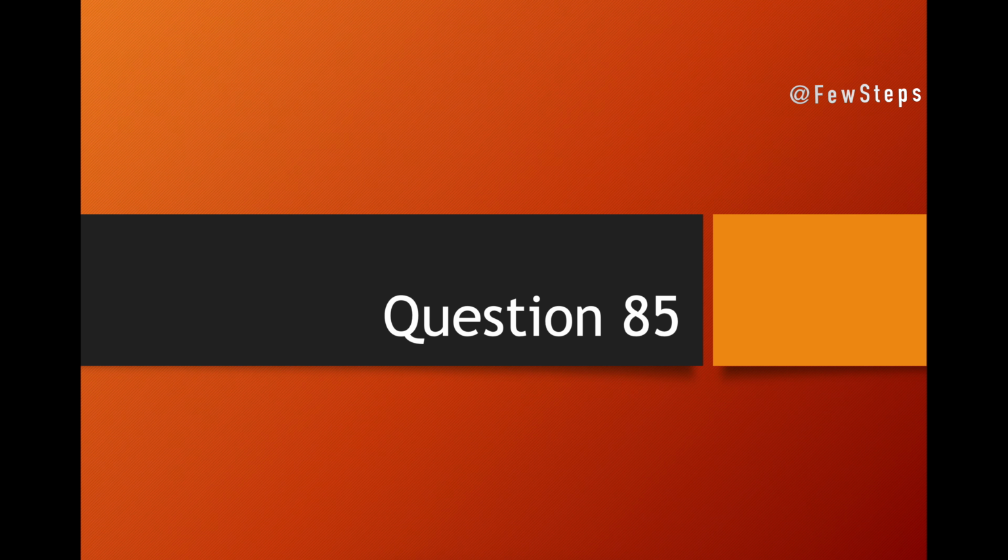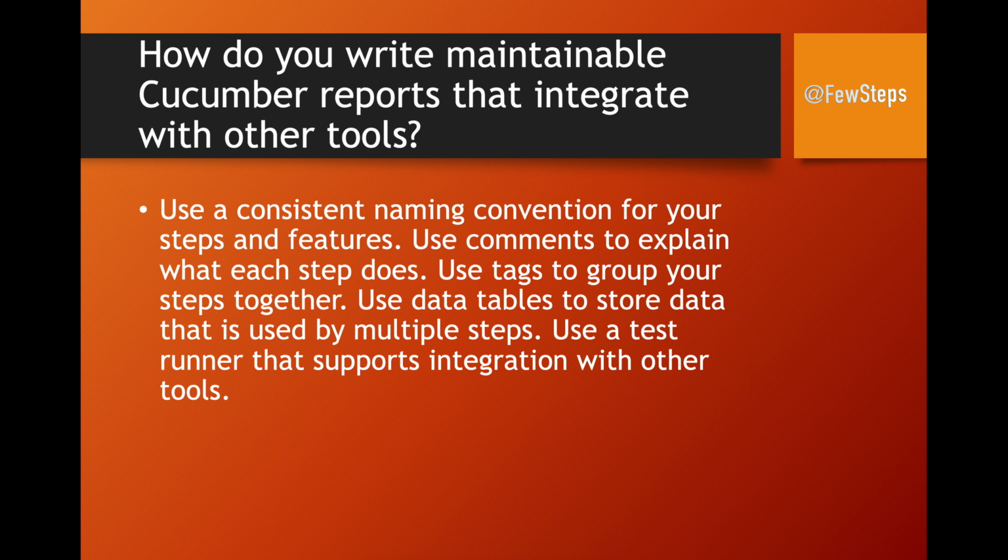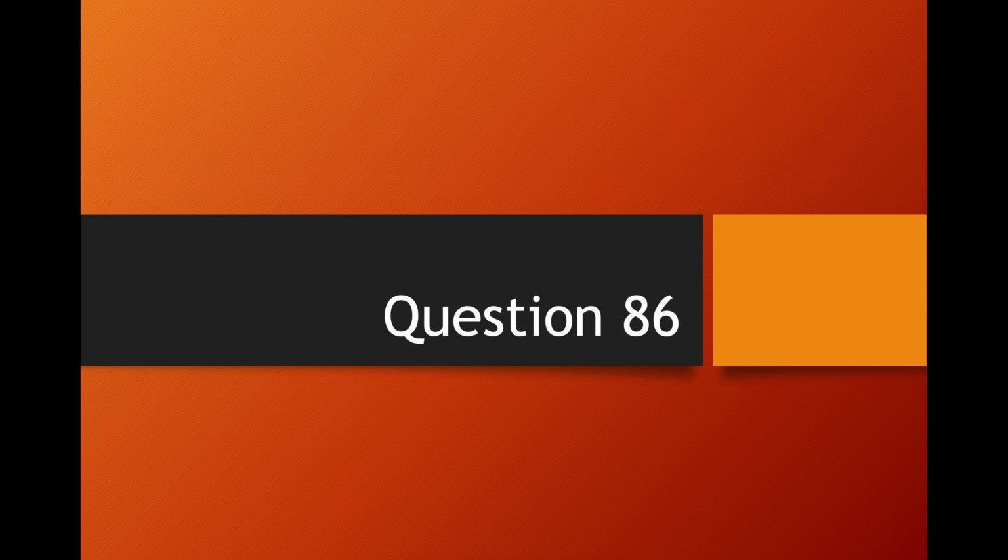Question 85. How do you write maintainable Cucumber reports that integrate with other tools? Use a consistent naming convention for your steps and features. Use comments to explain what each step does. Use tags to group your steps together. Use data tables to store data that is used by multiple steps. Use a test runner that supports integration with other tools.